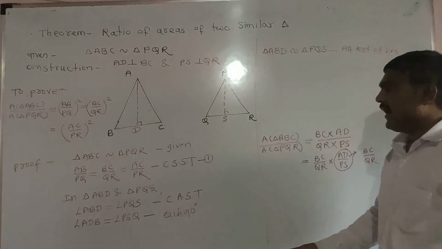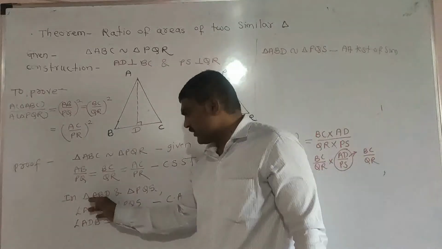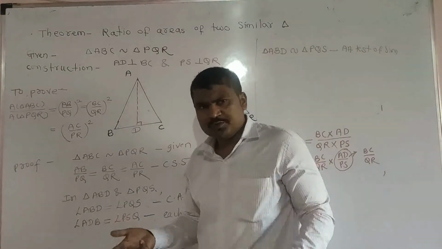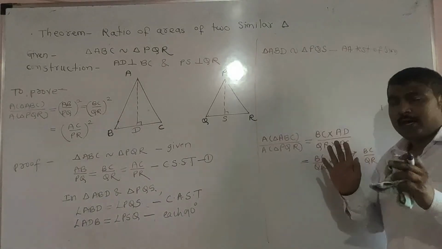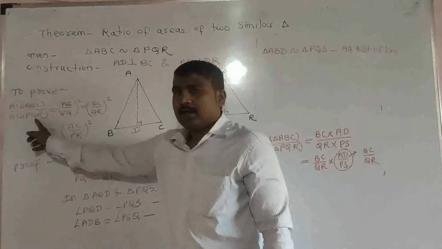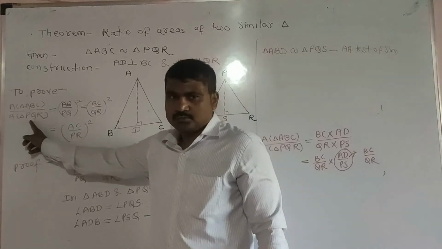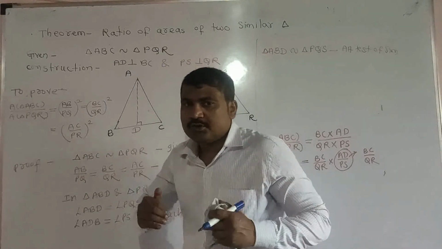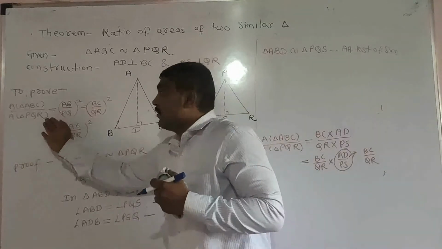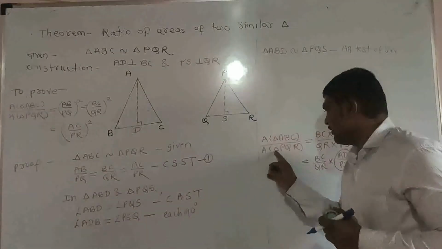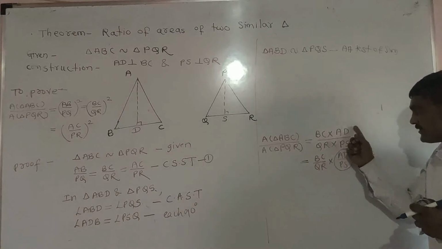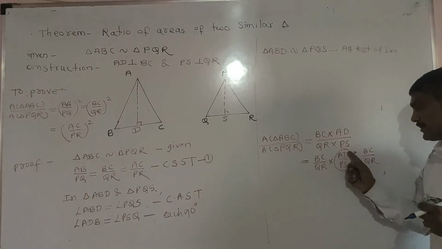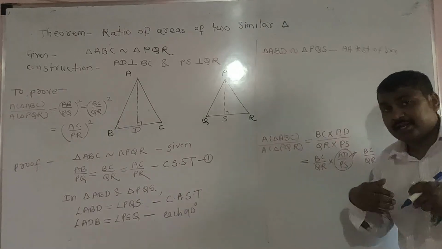Okay. So why have I taken ABD and PQS? There should be some reason, because we have to show this. I have written this is our 2. So I am directly focusing on the full 2. So I have written here this one, and it is clear that when you replace AD upon PS by BC upon QR, you will get the direct answer.